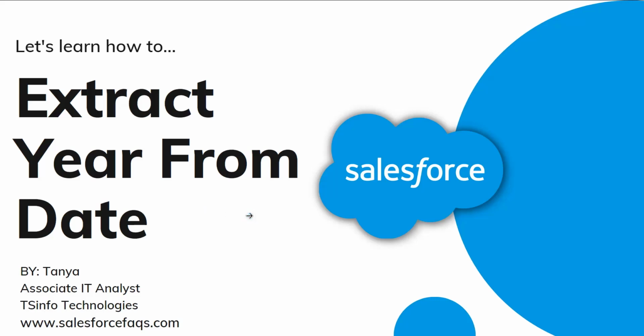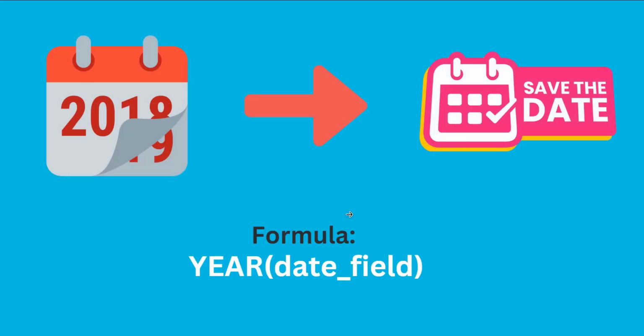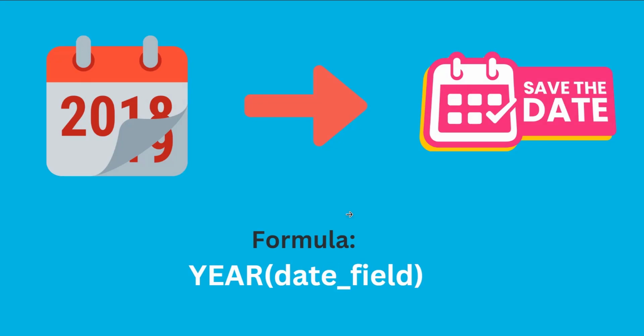Today in this video we are going to learn how to extract a year from a date in Salesforce, and we are going to learn this concept for both Salesforce Lightning as well as the classic experience. So let's proceed by understanding what we mean by extract year from a date. If you want to extract the year from the date value in Salesforce, we have to use the year function, and the syntax of the year function is given on your screen.